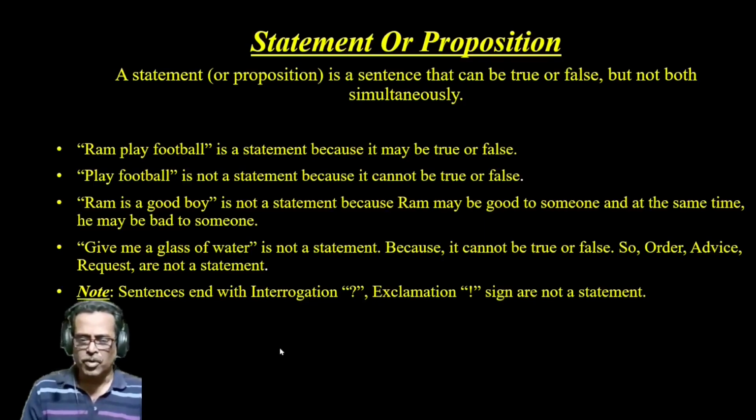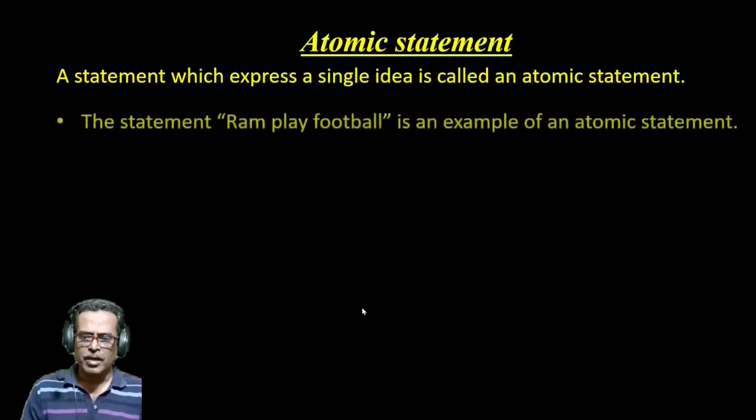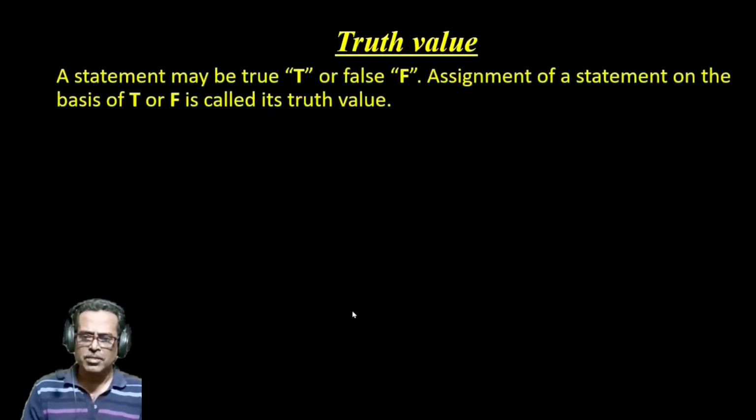This is a very important part. Now, next, atomic statement. A statement which expresses a single idea is called an atomic statement. "Ram plays football" is an atomic statement. Next, truth value. A statement is either true or false. This is called its truth value. A statement may be true or false, T for true and F for false. Assignment of a statement on the basis of true or false is called its truth value.